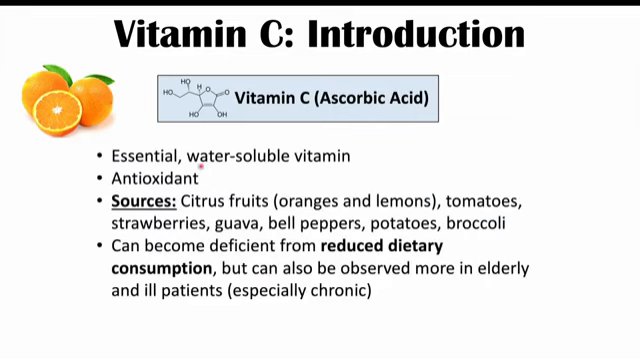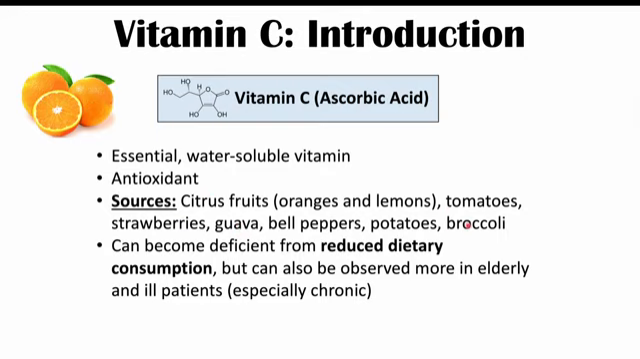It is an essential water soluble vitamin. It is an important antioxidant and it comes from a variety of dietary sources, including citrus fruits. So, oranges and lemons are classic dietary sources for vitamin C, but we can also find it in tomatoes, strawberries, guava, bell peppers, potatoes, and broccoli.